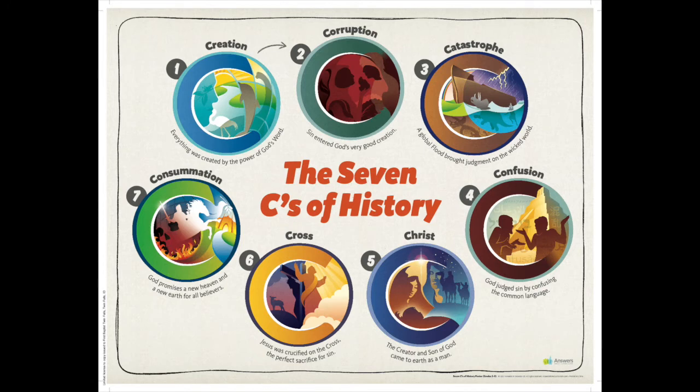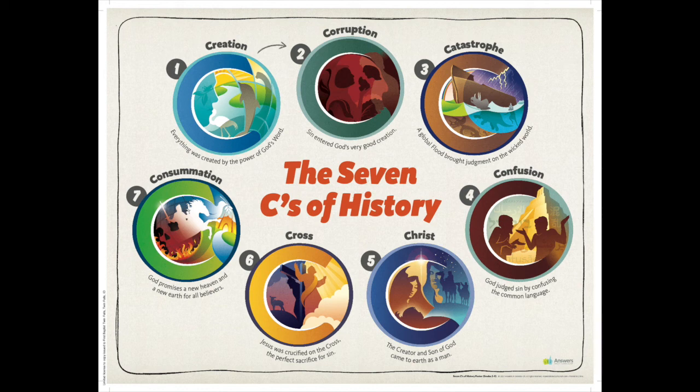Now let's review what you learned in the last lesson that was sent home to you for Sunday school a few weeks ago. You learned the seven C's of history. The first one is creation. That's when everything was created by the power of God's word. The next one, corruption. That's when sin entered God's very good creation. The third one is catastrophe. That's when a global flood brought judgment to the wicked world. Number four, confusion. That's when God judged sin by confusing the common language.